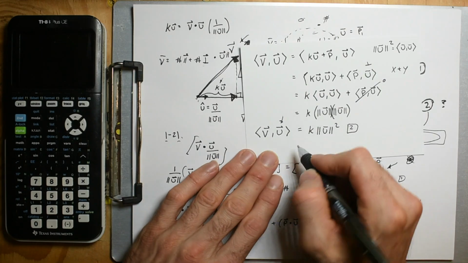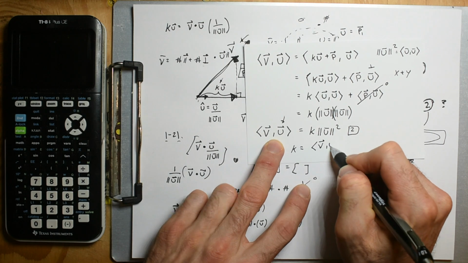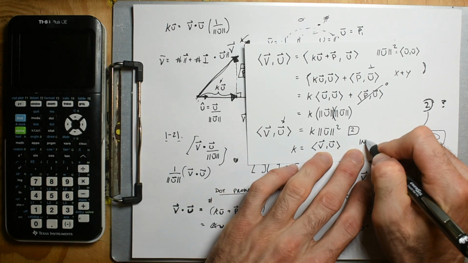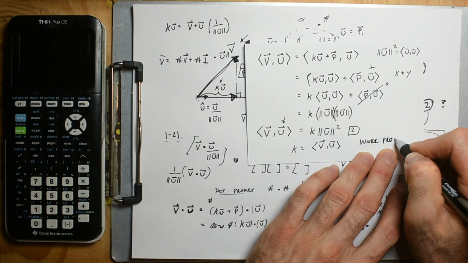And so what we do is we solve this one for k. We say k is the dot product, which they're going to call the inner product when we're dealing with vectors.